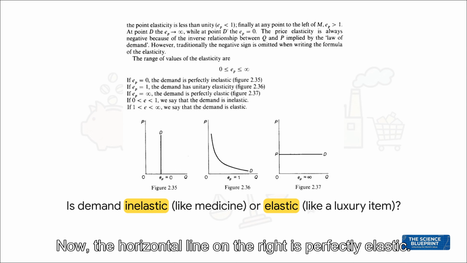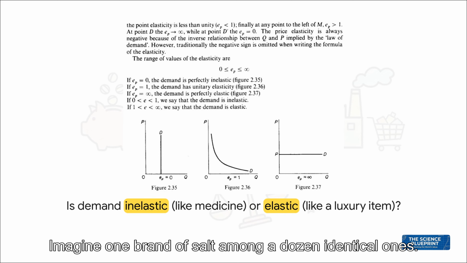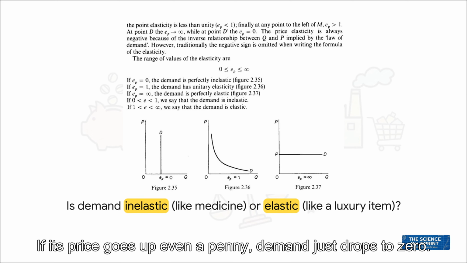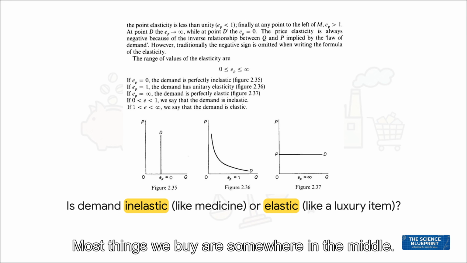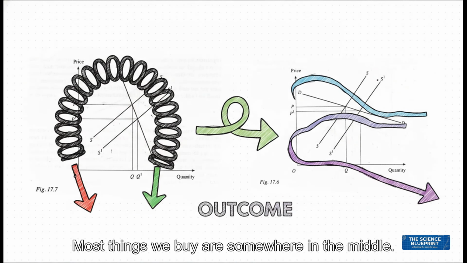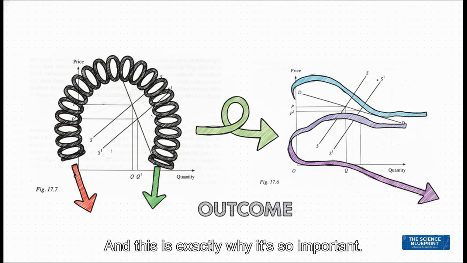Now, the horizontal line on the right is perfectly elastic. Imagine one brand of salt among a dozen identical ones. If its price goes up even a penny, demand just drops to zero. Most things we buy are somewhere in the middle. And this is exactly why it's so important.